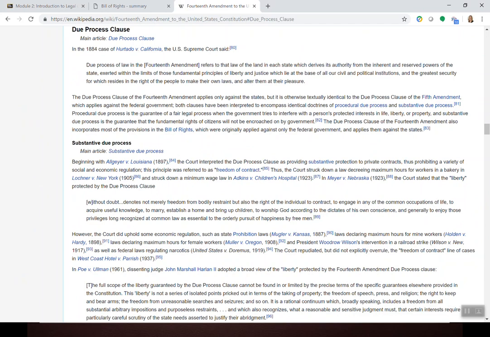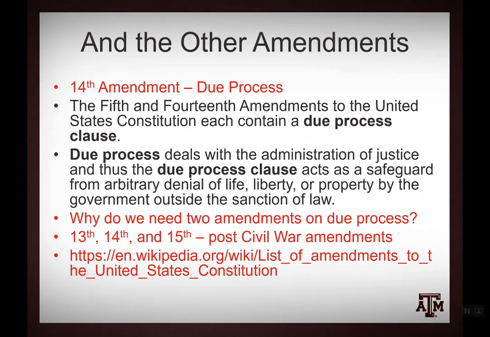And both clauses have been interpreted to encompass identical doctrines of procedural and substantive due process, and you can read that here. It's that the person has protected interests in life, liberty, or property, and there has to be a procedural way to interfere with that person's life, liberty, or property. And substantive is that the fundamental rights of citizens will not be encroached on by government. So they're the very same. One's the federal, one's the state. And so that's the answer to the question, why do we need two amendments?